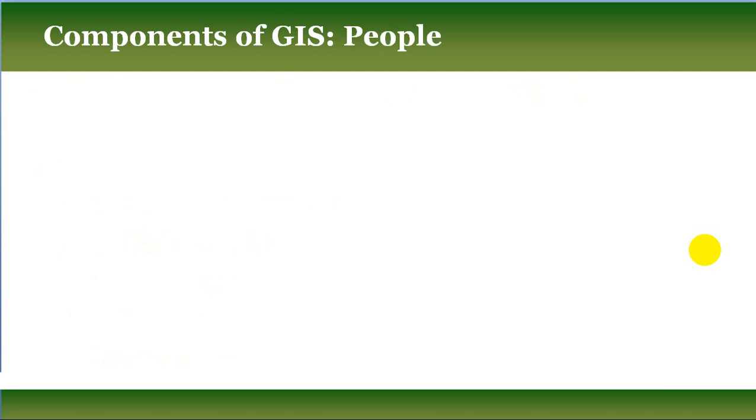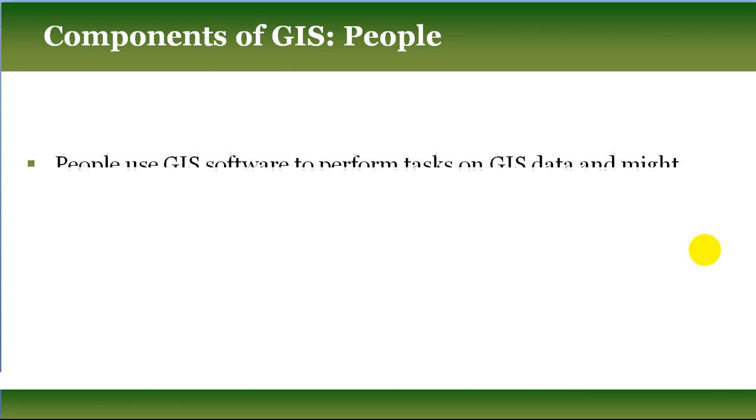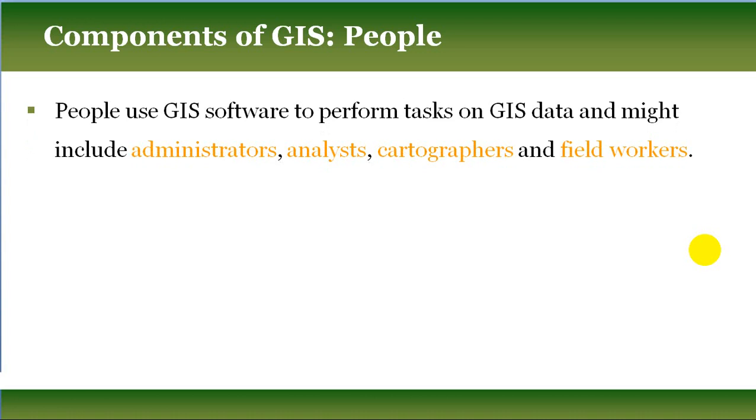Then we need people, either those who develop GIS, or those who will use it and take the benefit of this GIS system. People use GIS software to perform tasks on GIS data. They might include a GIS administrator, GIS analyst, GIS cartographer, or field worker. So in a GIS organization, different types of GIS users are there. According to their roles, they perform different types of tasks. Based on their contribution, the GIS system develops in every organization.